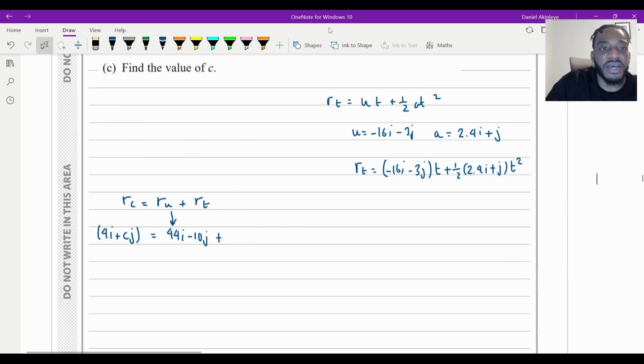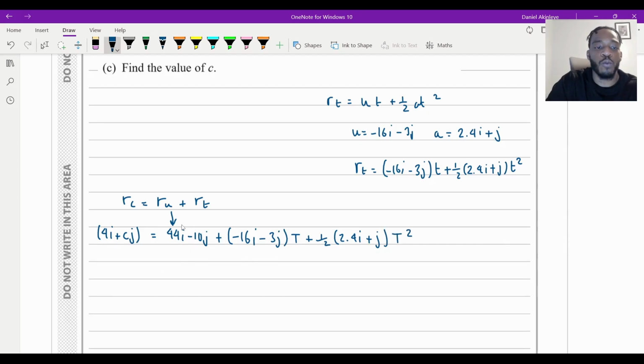So now if I plug that in for RT, it's just going to be minus 16i minus 3j. Remember, we're looking for capital T, so I'm going to change this to a capital T, and then plus 1/2 and then 2.4i plus j and then capital T squared. Now remember, we know what the position vector of C is, it's 4i plus cj. If these two are equal, then potentially we can tidy these up to get the i's together and the j's, and then equate components, and hopefully form some sort of equation in T. So let's go ahead and do that.